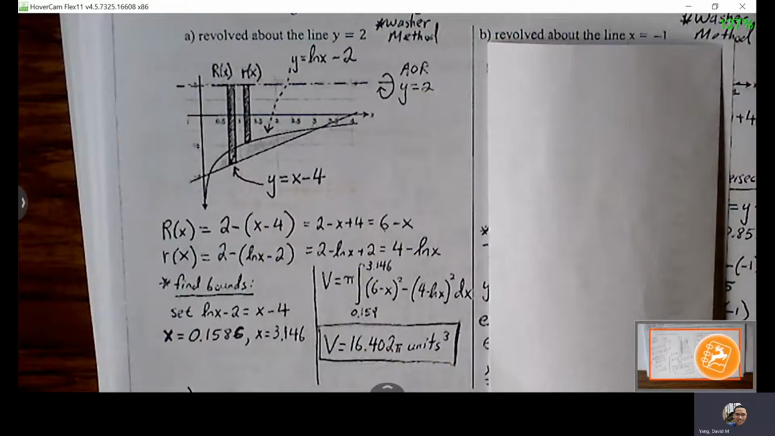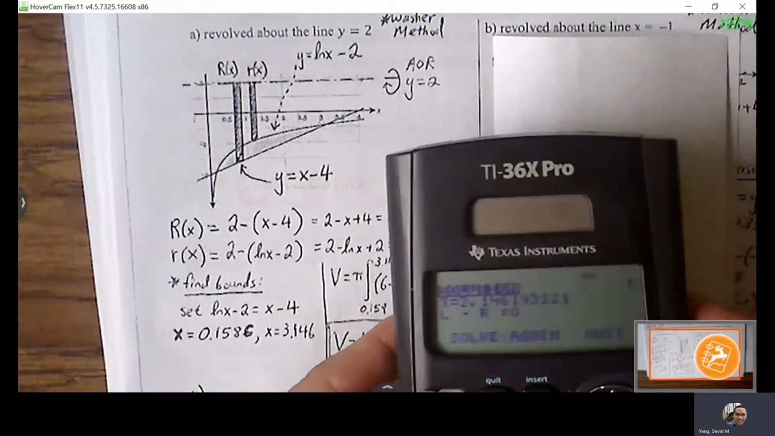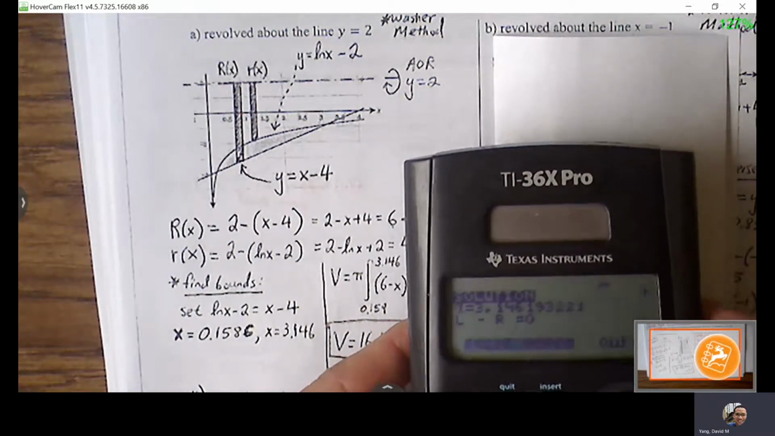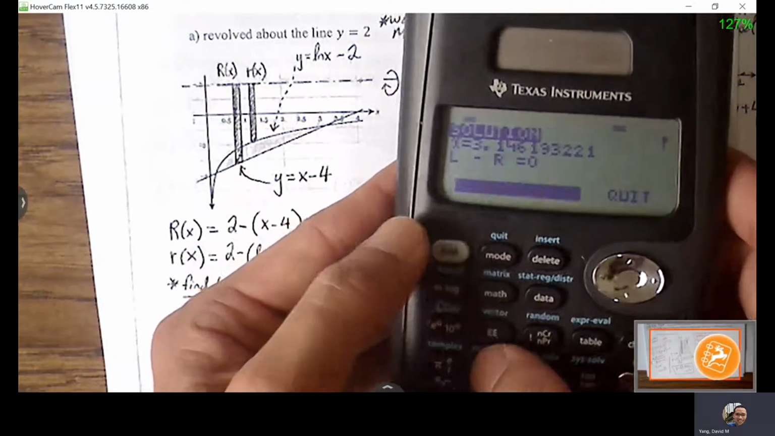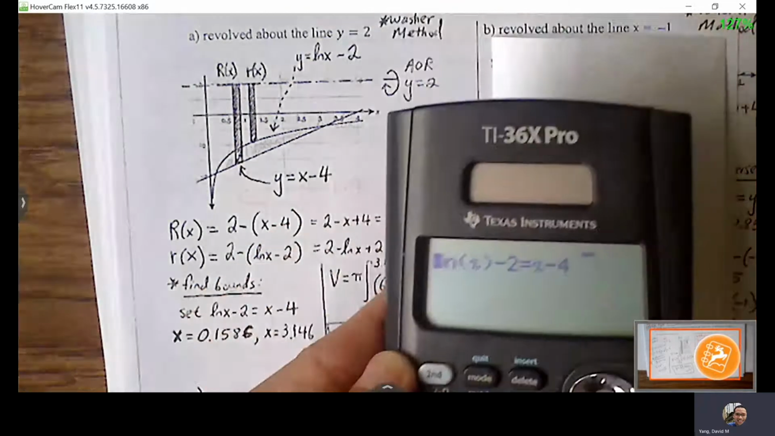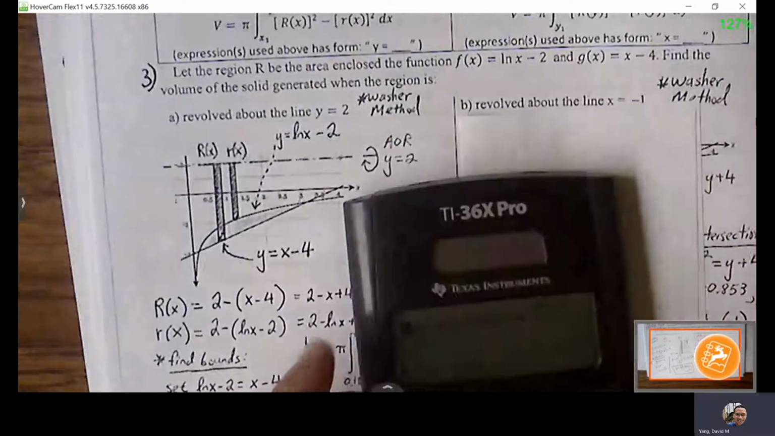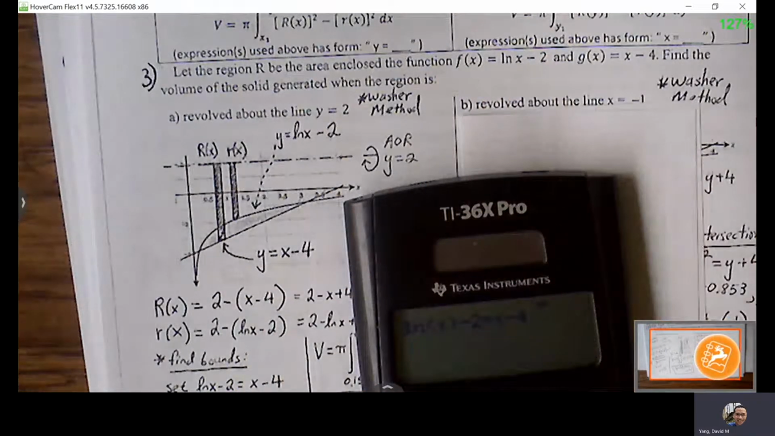One way to do this is to go to your graphing calculator, or your 36 Pro here, and go to numSolve, which is second sine. Type in that function. And by the way, this is natural log of x, minus 2. The minus 2 is not inside the natural log function. It's natural log of x, and then separately is minus 2.